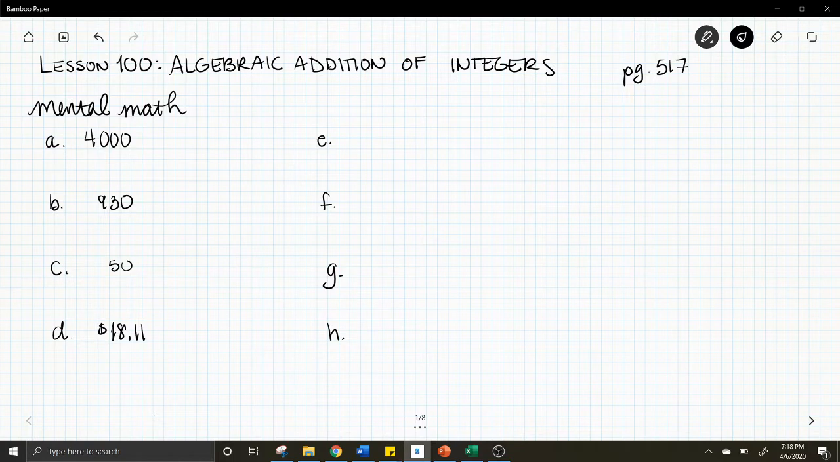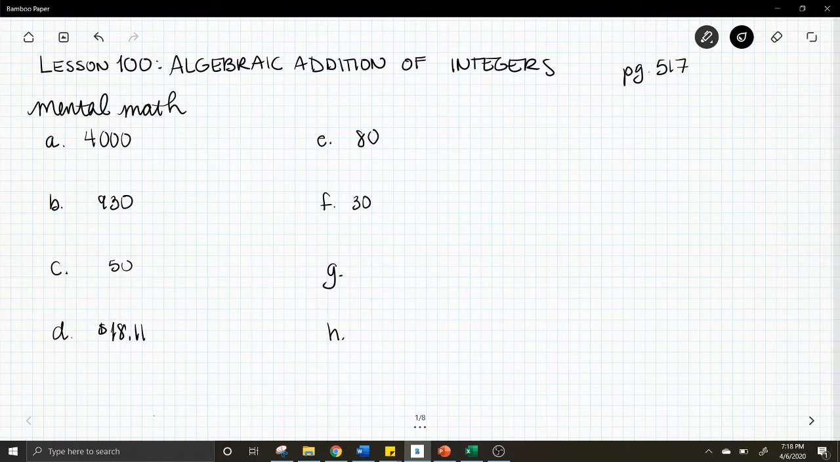Letter E, 8/10 or 0.8 times 100. What is 8/10 or 0.8 times 100? The answer is 80. That's another one where we're just moving our decimal place. Letter F is 750 divided by 25. What is 750 divided by 25? The answer to that is 30.